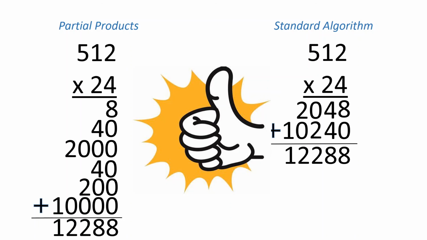This method is great for students who are working to grasp the concept of place values and helps them to understand how each digit functions within a multiplication problem. In this expanded form, we can more easily see where each number comes from. Hopefully that makes more sense now.